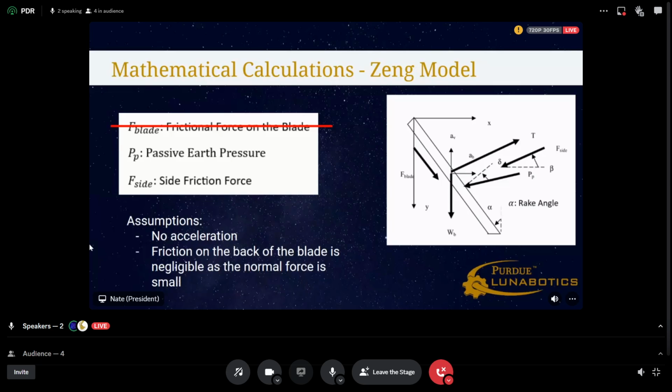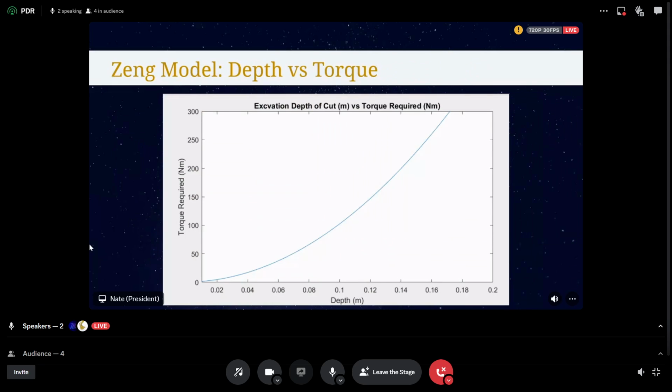You also have the passive earth pressure, so that's kind of like the pressure force of the soil, basically pushing on the side of our bucket. And then you have the side friction force, which is the friction between the blade and the soil, as well as the force to overcome and basically fail the soil. And that's going to be an order of magnitude higher than the passive earth pressure.